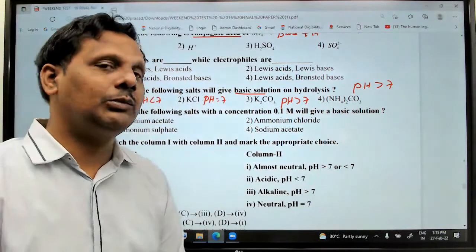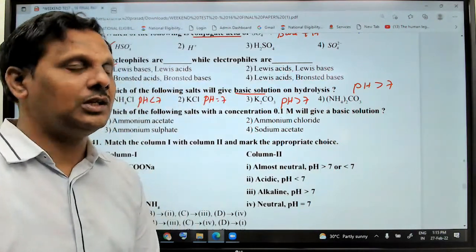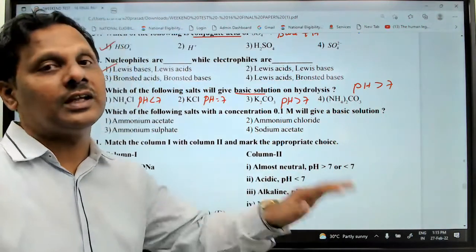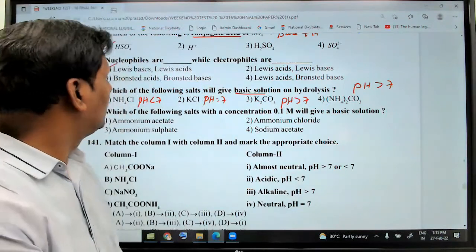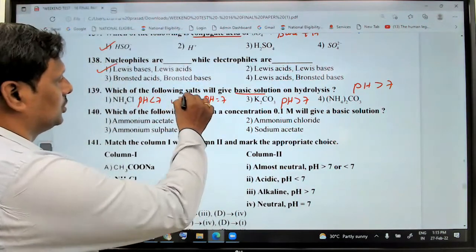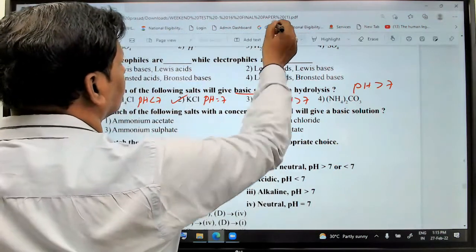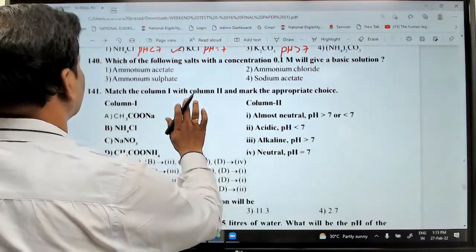Ammonium carbonate is a salt of weak acid and weak base, but based on strength of acid and base, of course, slightly acidic हो सकता है, slightly basic हो सकता है. But basic in nature is nothing but only 2. Second option.